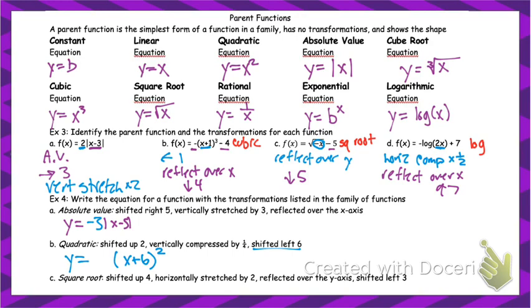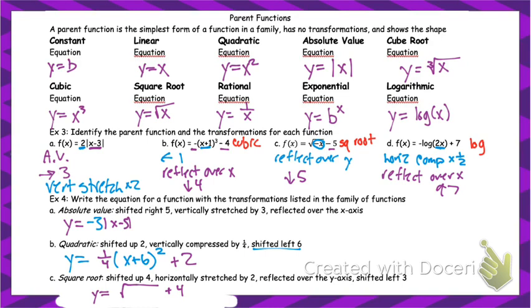Then I can see that vertical compression would be 1/4, and then up 2. Then my last one, square root. So shifted up 4, horizontally stretched, reflected over the y, and shifted left 3. This one has a lot of horizontal transformations on it. So any horizontal transformations have to be under the root. The up 4 needs to be after the root.